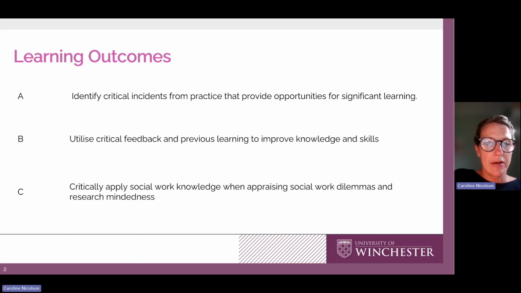So the overall learning outcomes for critical analysis and investigation of practice are that apprentices will be able to identify critical incidents from practice and provide opportunities for significant learning. So I'll spend a little bit of time shortly talking about what we actually mean by a critical incident. The second learning outcome is to be able to utilise critical feedback and previous learning to improve knowledge and skills. And finally, be able to critically apply social work knowledge when appraising social work dilemmas and research mindedness. So as we go through, you'll see how the learning outcomes are covered within this module.